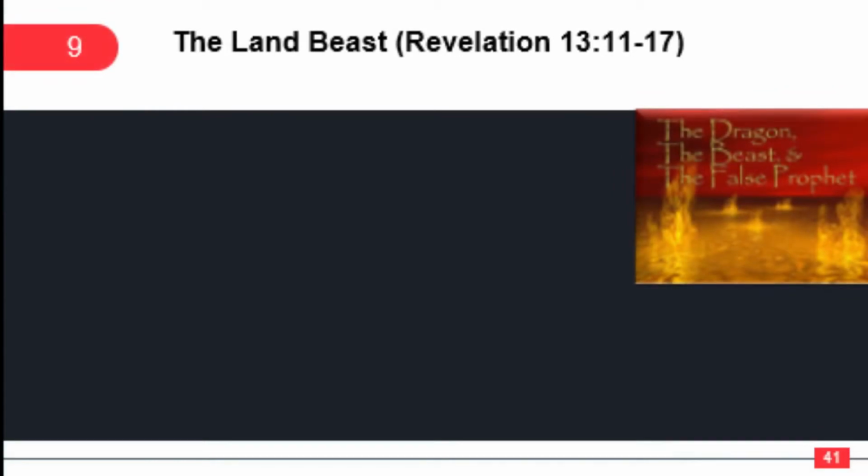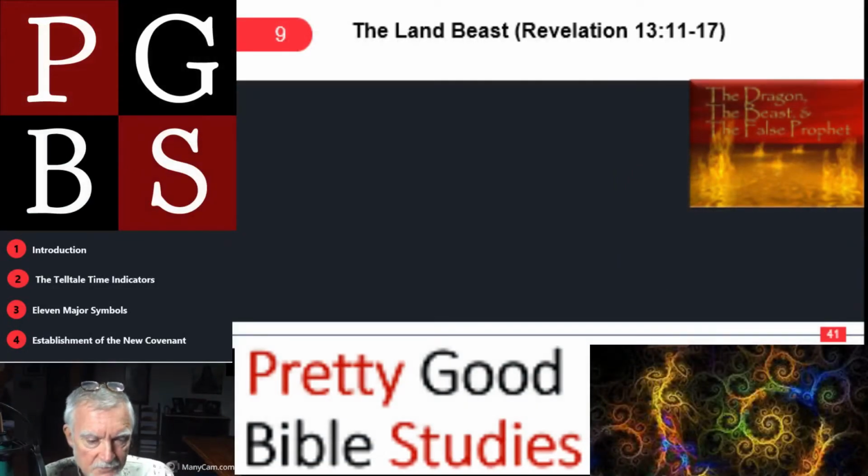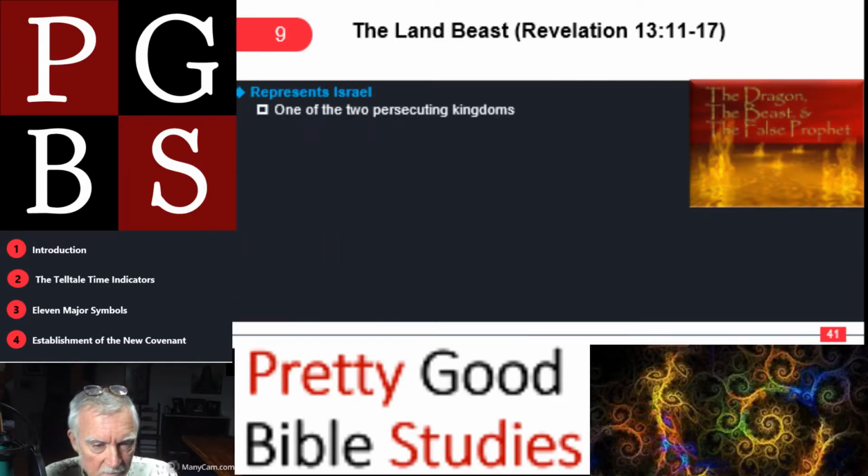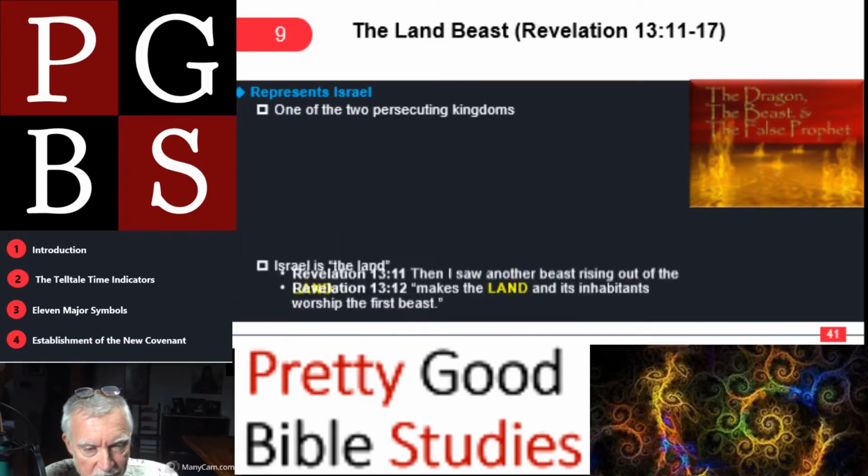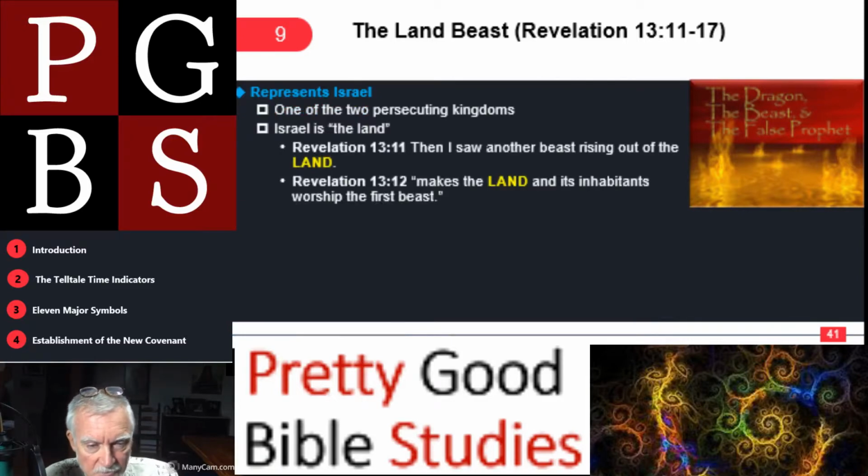Next, we'll look at the land beast. Now, the land beast is also written about in Revelation 13, and to give you a preview here, the land beast stands for Israel. We got the sea beast and the land beast in Revelation 13, the two persecuting kingdoms that persecuted the people of Christ. Now, as I said, it represents Israel, one of the two persecuting kingdoms.